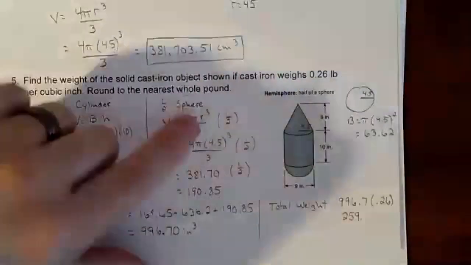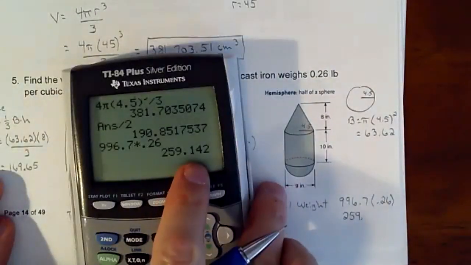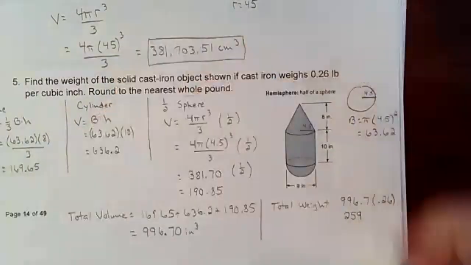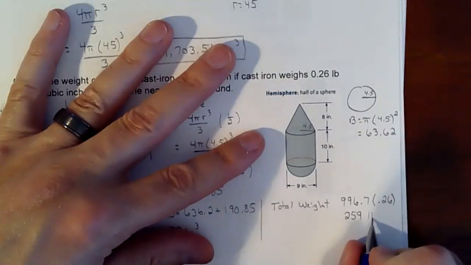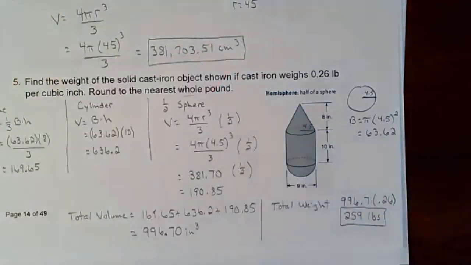What do they want? Whole pound. Now we're ready to round it. So 259, that's not enough to bump it up. 259 pounds. Well, that's a good one.